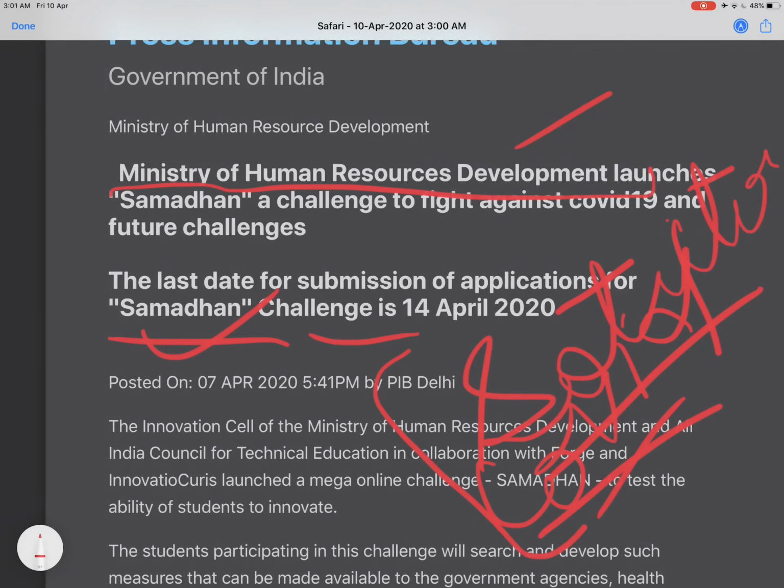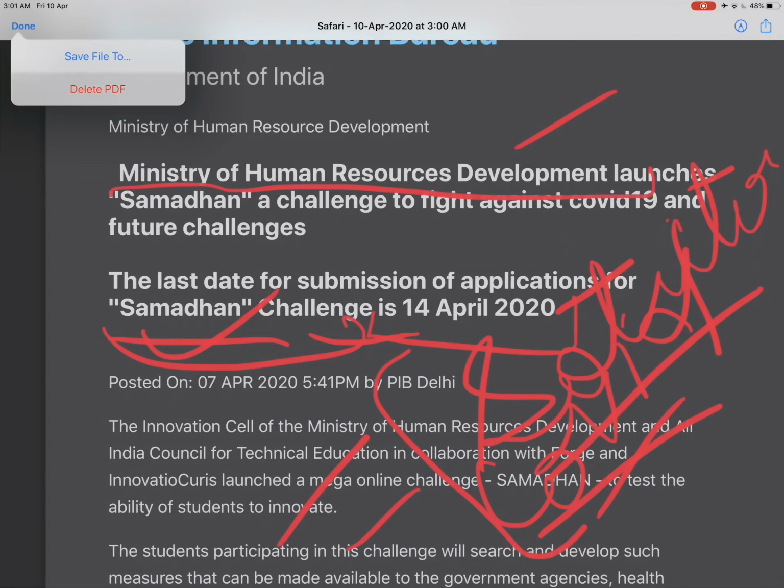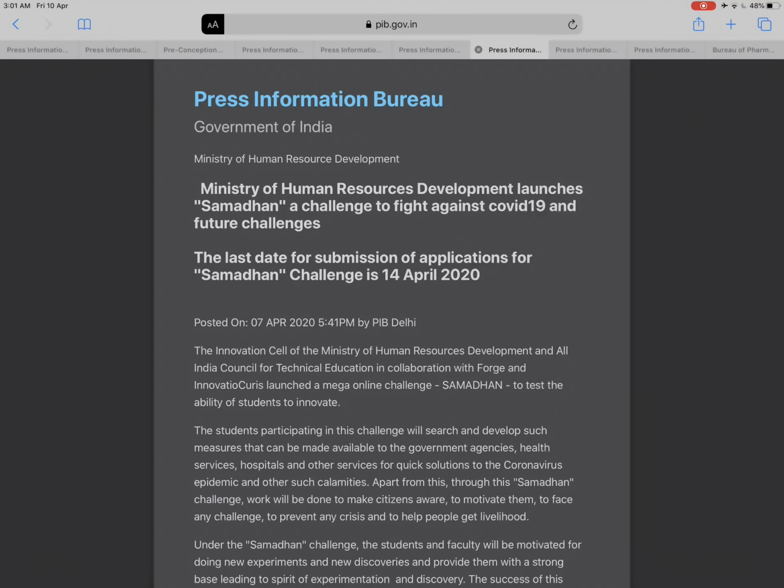The Ministry of HRD has called students to come up with certain innovative solutions to fight the COVID-19 infection, and that entire thing is being termed as Samadhan Challenge. The applications are to be submitted by 14th April 2020. So if you too are students and you think you can do something, then do submit the application and go for the Samadhan Challenge. This was not important for the exam, definitely.